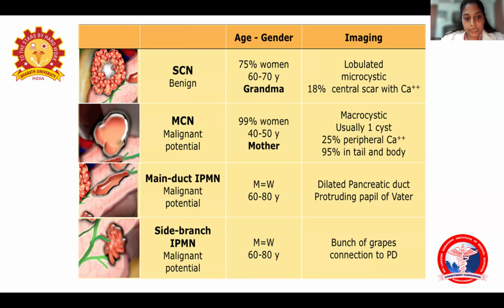Coming to the side branch IPMN, it again has malignant potential. It is again prevalent equally in men and women, same age group, 60 to 80 years. These appear as a bunch of grapes, and it is connected to the pancreatic duct.